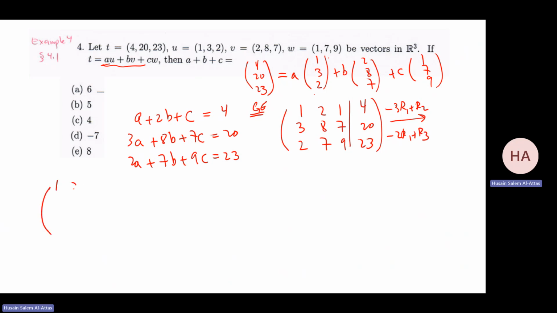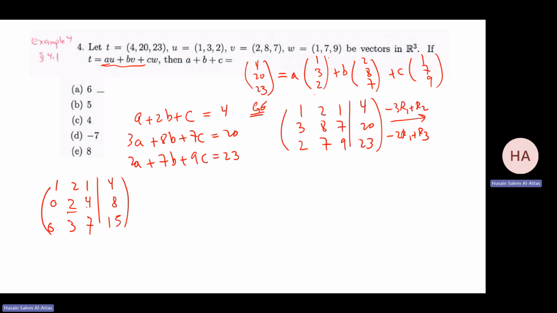See what will happen. I have 1, 2, 1, this is 4, minus 3 and add, that is 0, minus 3 and add, that is 2, minus 3 and add, that is 4, minus 3 and add, that is 8, minus 2 and add, that will be 0, minus 2 and add, that will be 3, minus 2 and add, that will be 7. Minus 2 and add, that will be 15. 15 plus 8, 23. Great.